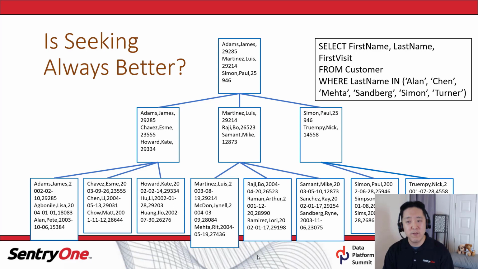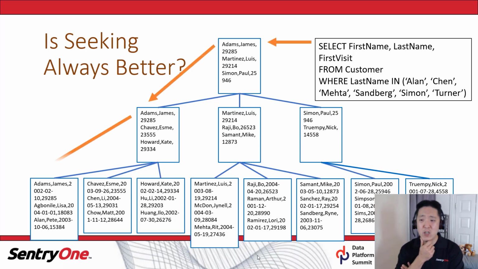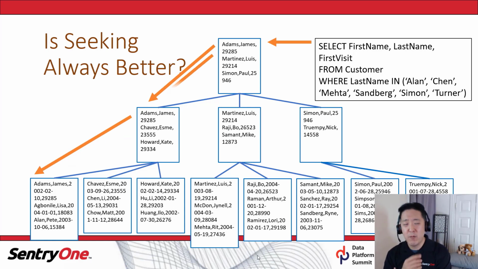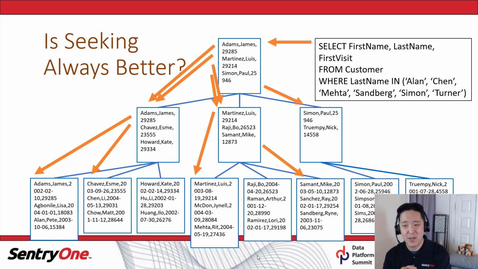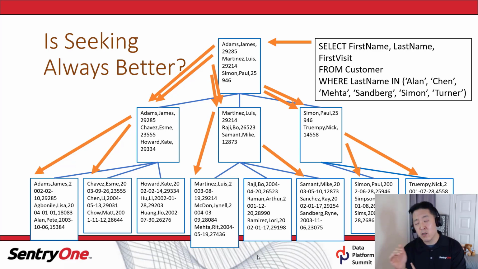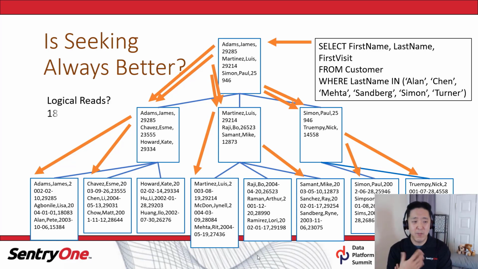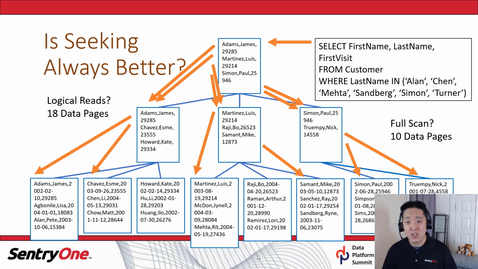So in this case, we're looking for 6 different individual last names. So I'm going to seek on the first last name. But then I'm also going to seek on the second last name, and the third last name, and the fourth last name, and the fifth, and then the sixth. And as you can see here, every single time I seek, I must navigate the full B tree structure. And as you might imagine, this is a heck of a lot more costly at 18 data pages. Whereas just doing a full index scan would have been faster and more efficient at 10 data pages.